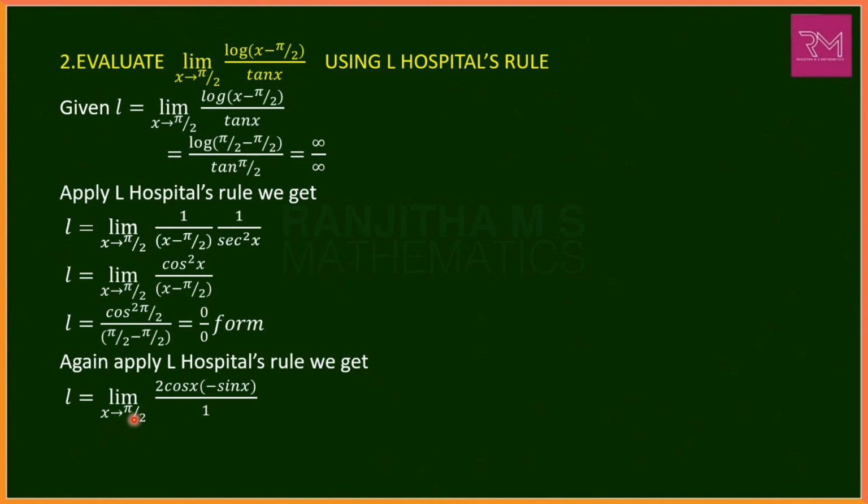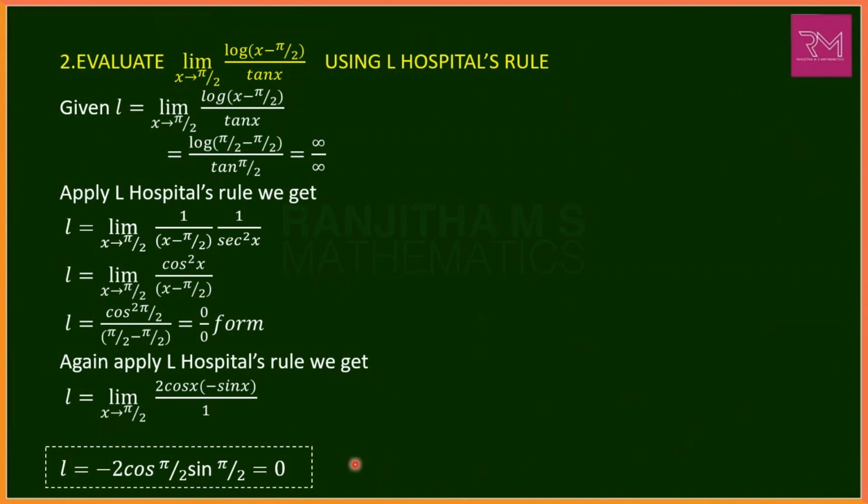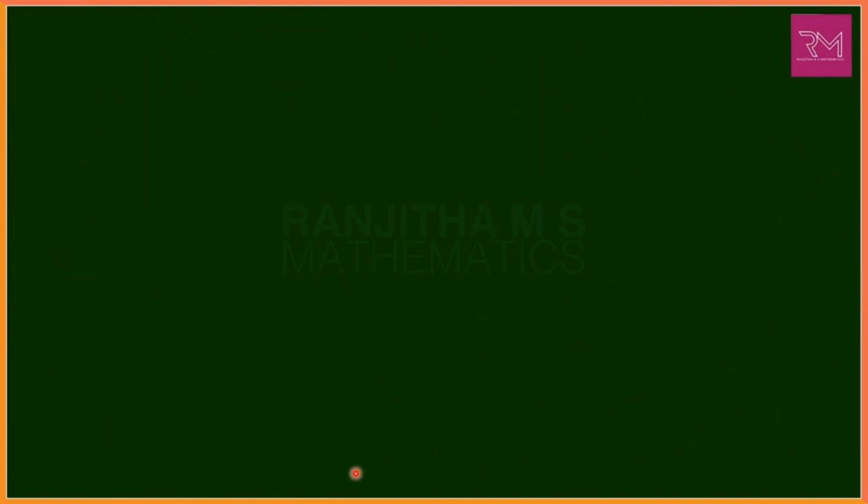Now we have to substitute x value as pi by 2, we get L value as minus 2 into cos pi by 2 into sin pi by 2. We know that cos 90 degree value is 0, hence we get L value as 0. Hence we get the value as 0 for the function limit of log of x minus pi by 2 divided by tan x as x tends to pi by 2. This completes the problem. We shall move on to another problem.